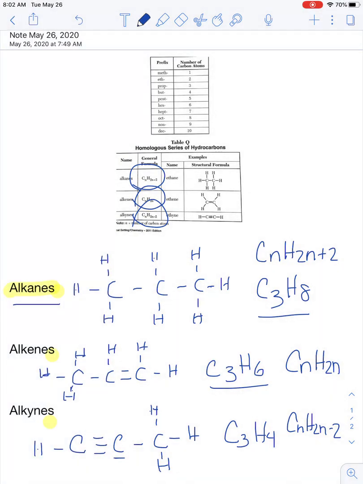And then lastly, let's just do a little bit of naming. So they all have 3 carbon atoms. And if you look on table P, 3 carbon atoms means prop. So the first one would be called propane. So prop for 3 carbons, ane because it has all single bonds. The second one would be called propene. Actually, it's going to have a number in front of it, but for now we'll keep it like that. And then the last one would be called propyne.